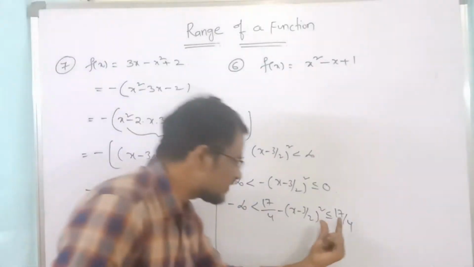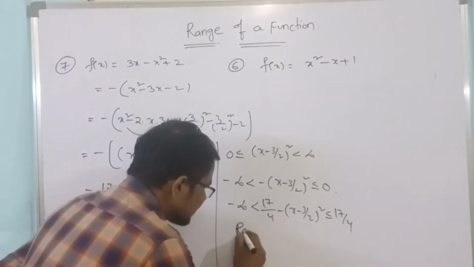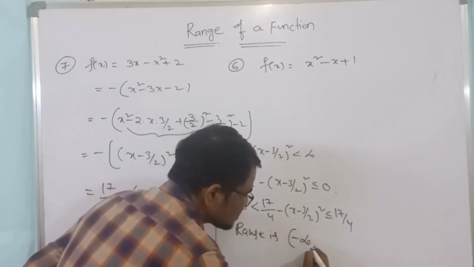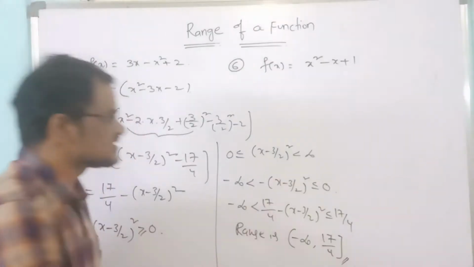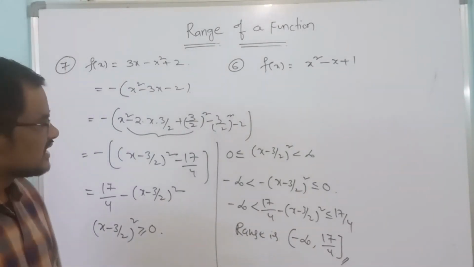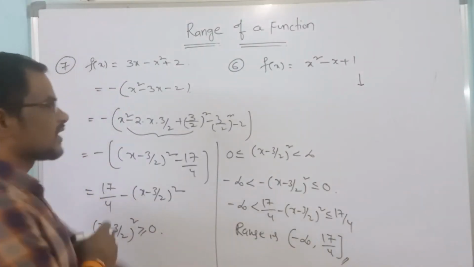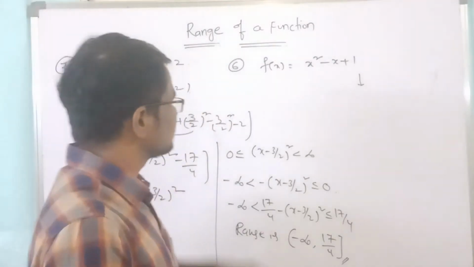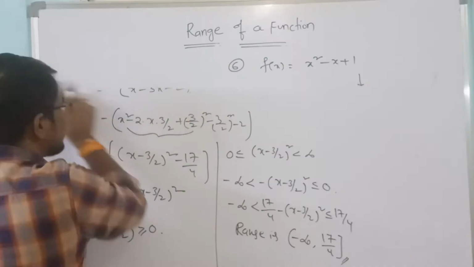Right? So the maximum value of this function is 17 by 4. So clearly we can write the range. Range is the open interval minus infinity to the closed interval 17 by 4. So this is our required answer. Right? Same problem, you can do by taking the discriminant also. By using the discriminant, how to find? The previous problem I will solve by the second method. So like this you have to do.